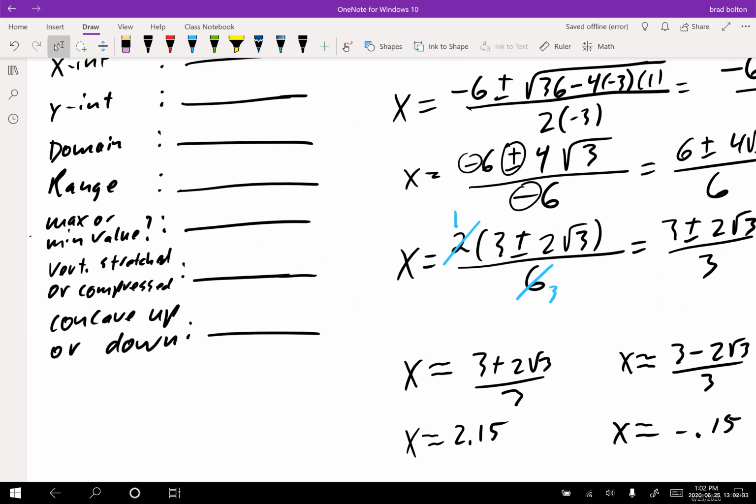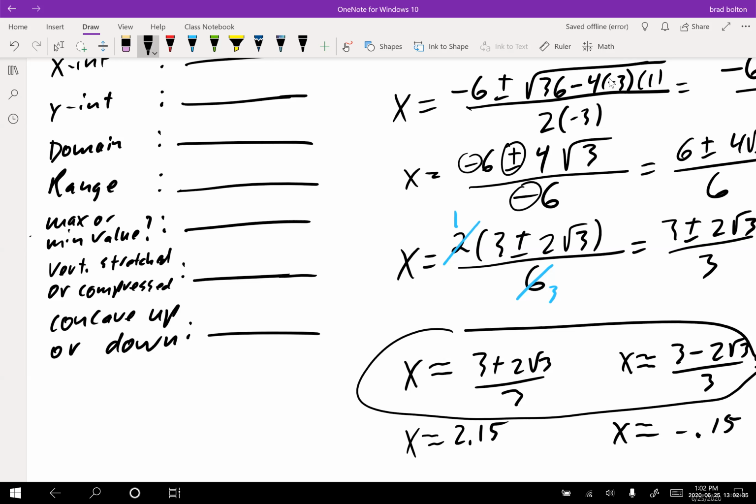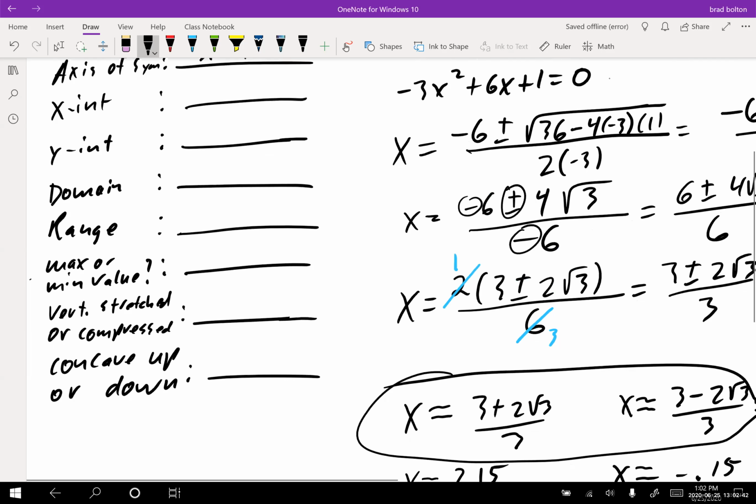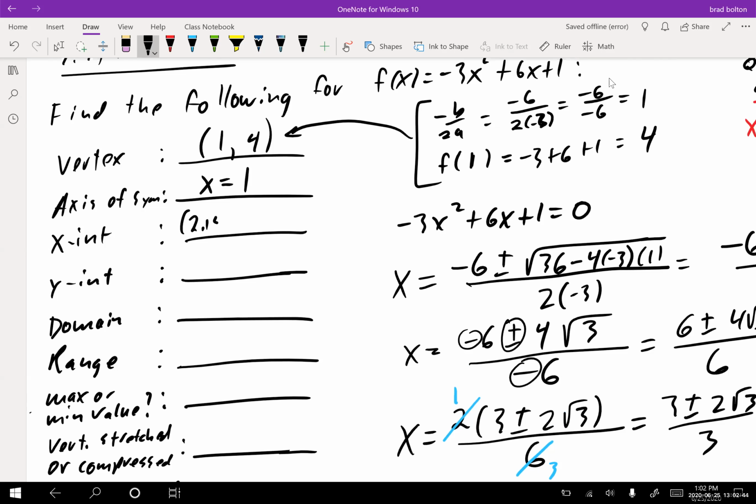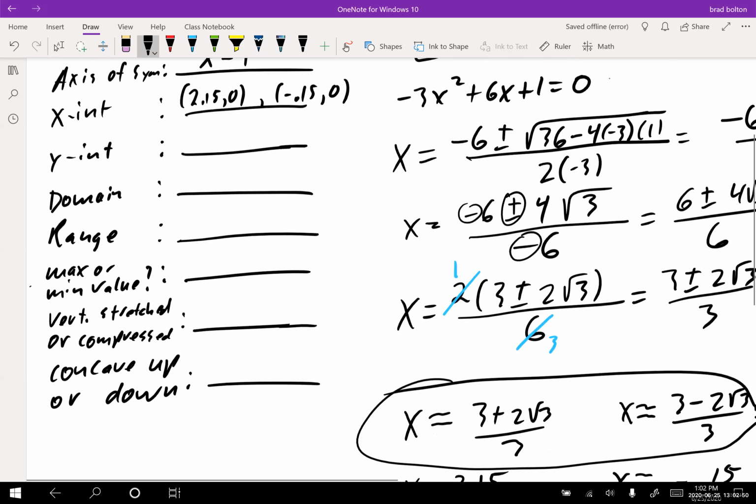Now, these are the exact answers. So if I ask for exact answers, you have to leave them like this. But because we're going to have to draw this, I probably want the decimal approximations. So I'm going to say that my x-intercepts are 2.15, 0, and also negative 0.15, 0. Those are my two x-intercepts.